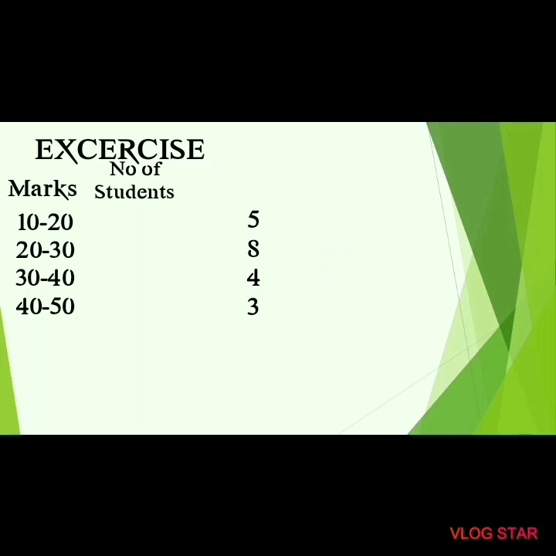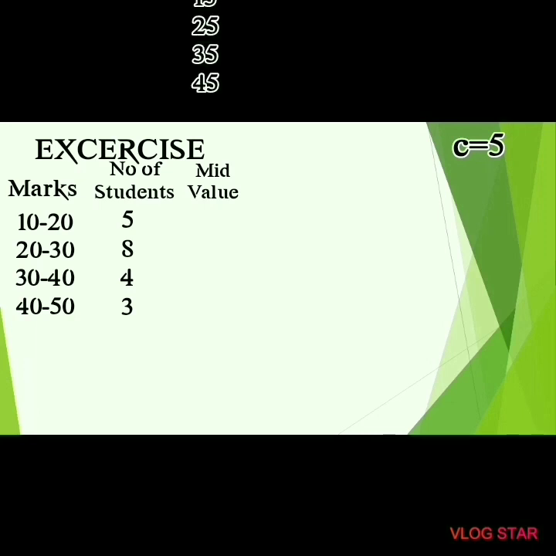Now it is the time to find out the mid values. Mid values are the average of lower limit and upper limit. That is 15, 25, 35, and 45. The common factor is given as 5. Now let us find out the di values. For that we have to take one figure as assumed mean. So let us take 25 as assumed mean.